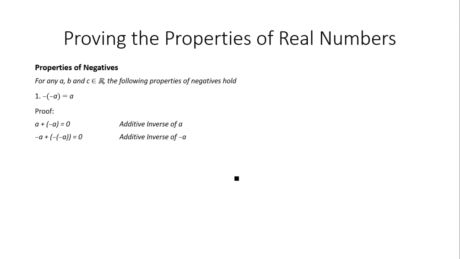To simplify, we rearrange the first equation through commutativity. Notice that the two equations are both equal to 0 and have a common expression which is the negative a. And since the additive inverse of any real number is unique, this must mean that a is equal to the negative of negative a for the both equations to be equal to 0.